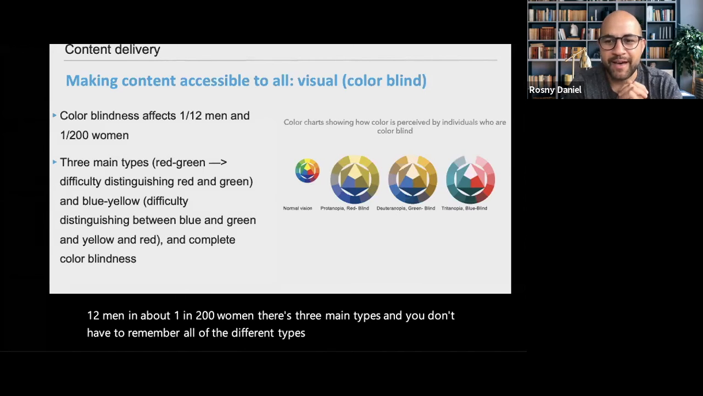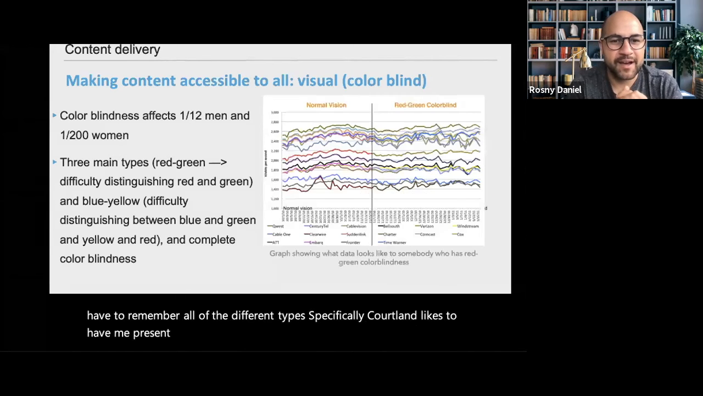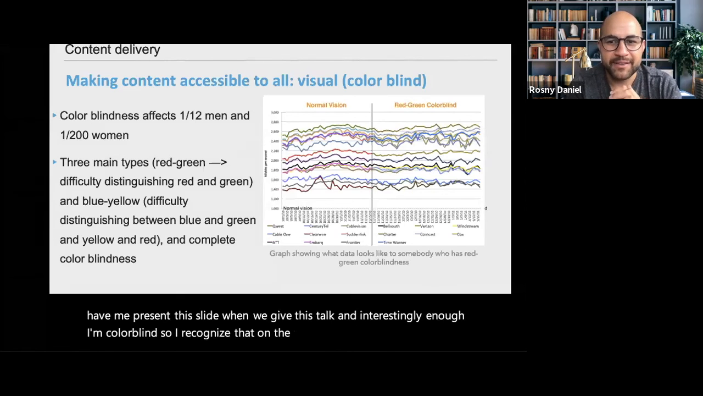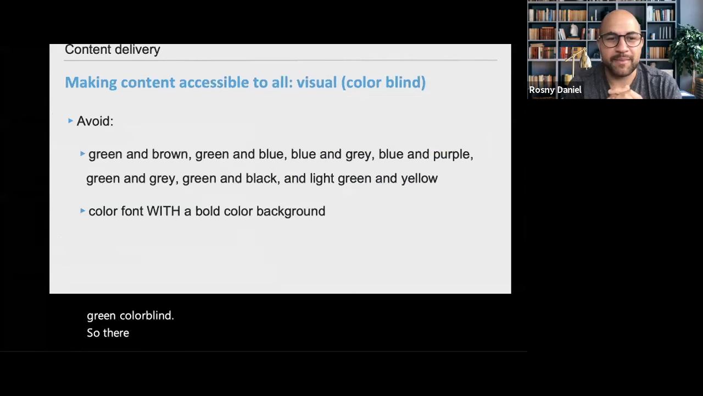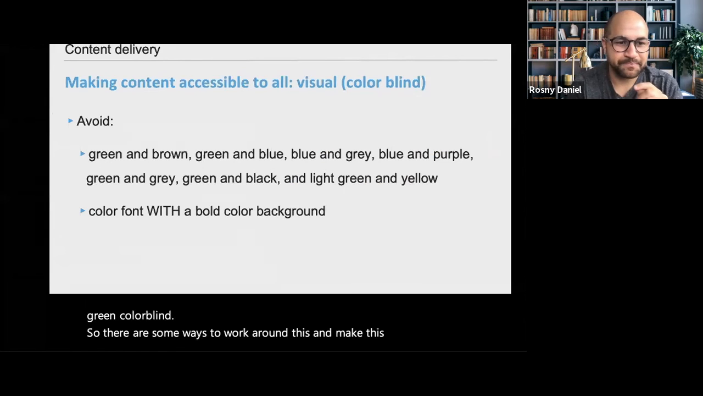Cortland likes to have me present this slide when we give this talk. And interestingly enough, I'm colorblind. So I recognize that on the slide that we are showing, there is some kind of difference on the 2 sides. I can't tell it all because I'm red-green colorblind. So there's some ways to work around this and make this more accessible to folks.